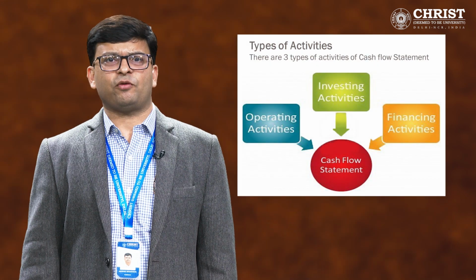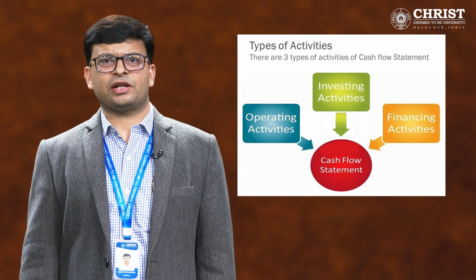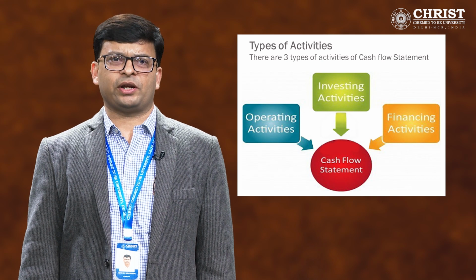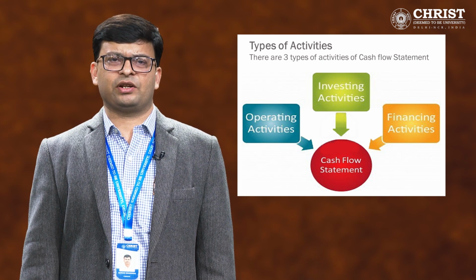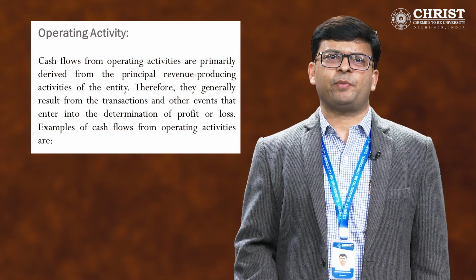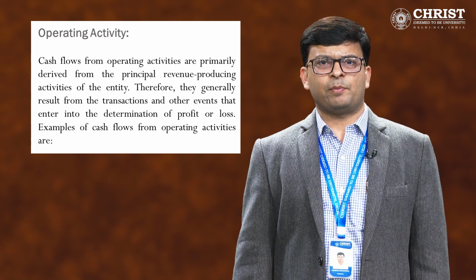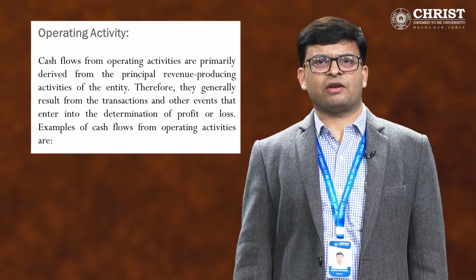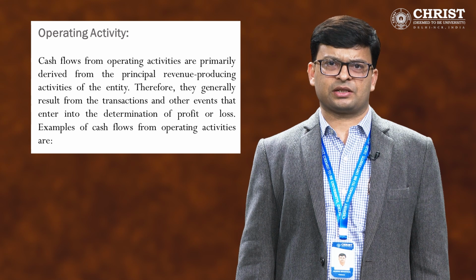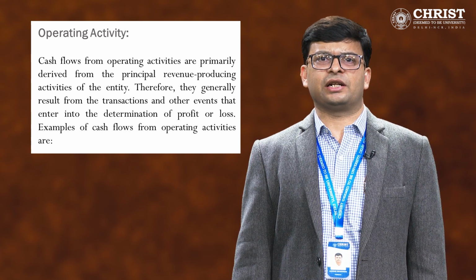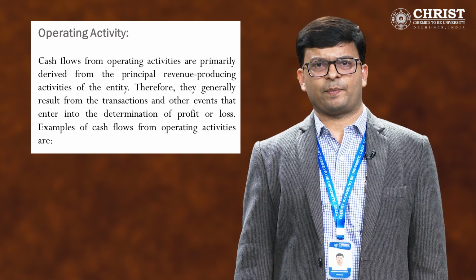Now, types of activities. The cash flow statement is divided into three types of activities. Number one, operating activity. Number two, investing activity. Number three, financing activity. So we will discuss one by one. Operating activity. Cash flows from operating activities are primarily derived from the principal revenue generating activities of the business. So they generally result from the transactions that enter into the determination of profit or loss.